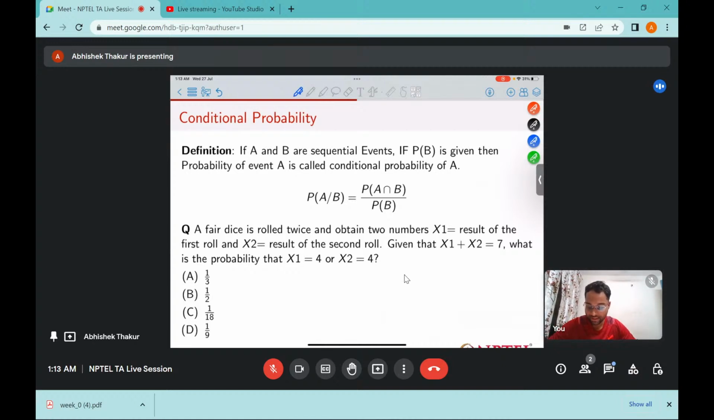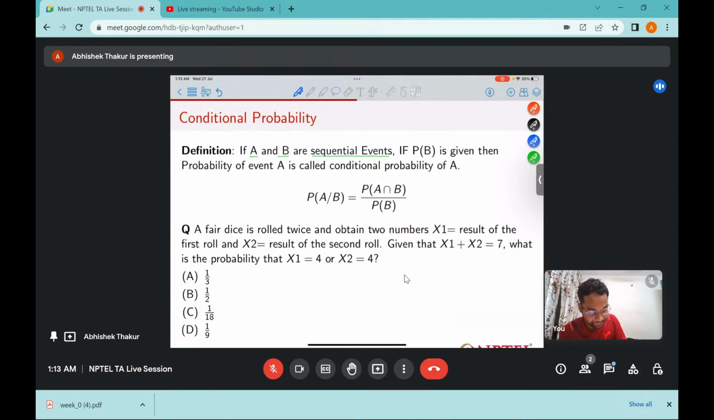So now moving on to the next concept, that is the concept of conditional probability. Okay. So conditional probability is based on sequential events. So let's suppose A and B are sequential events. If event B is given, then the probability of event A is called the conditional probability of A. Okay. Like if event B has occurred, then we have to find the probability of A.